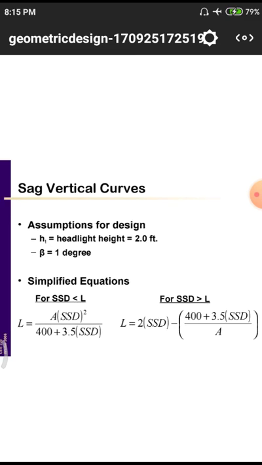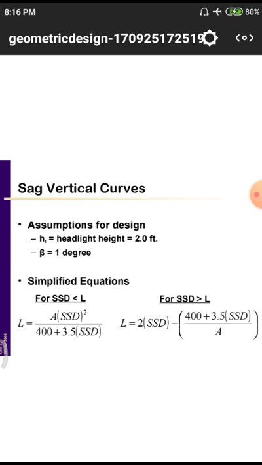Here also we have what is beta, what is H1. Okay, H1 equal to headlight height, that means nearly 2 feet. Beta equal to angle of inclination with respect to the horizontal surface. Here also we have to observe the cases where the stopping sight distance is greater than the length, and the stopping sight distance is less than the length. What are the formulas we have to calculate?